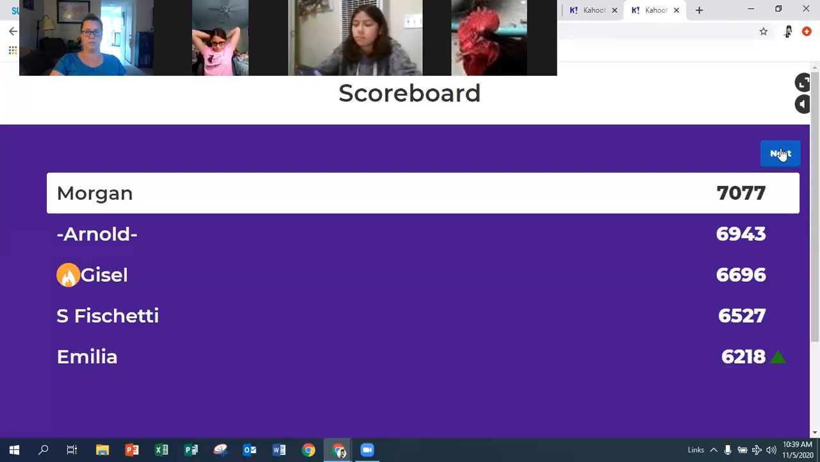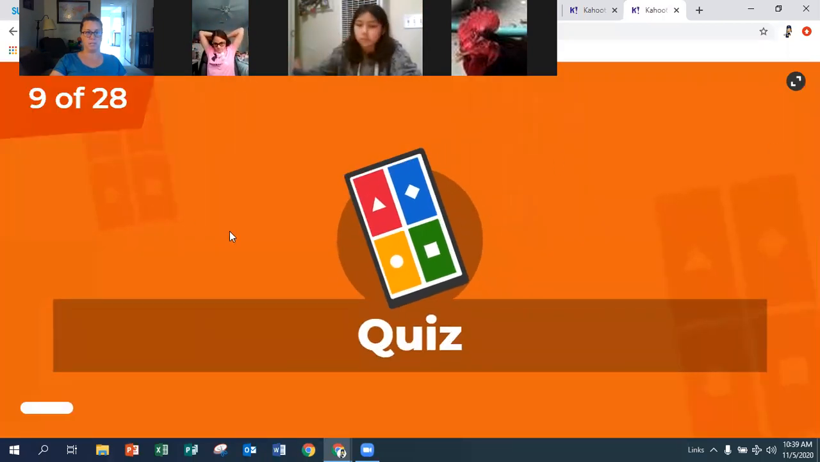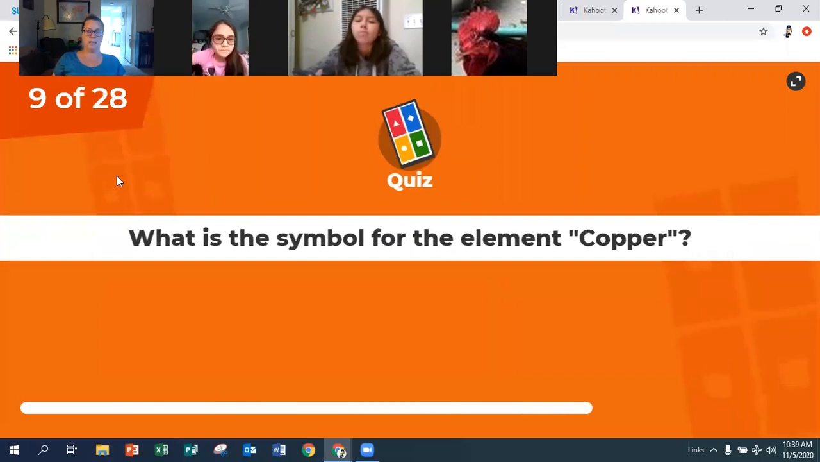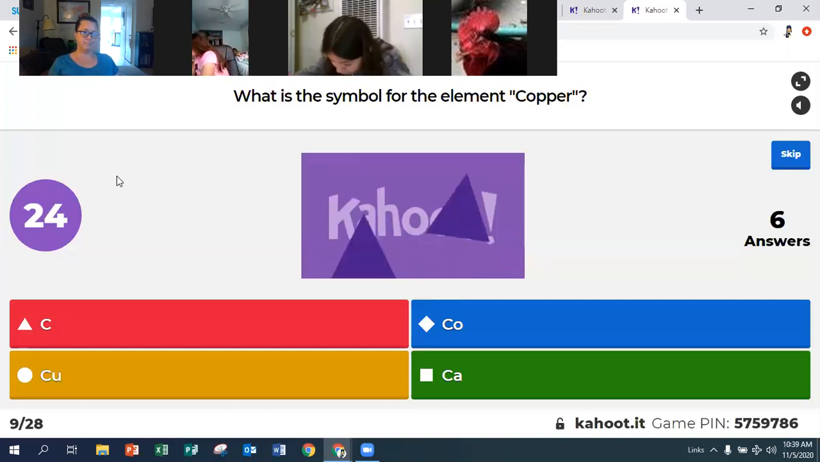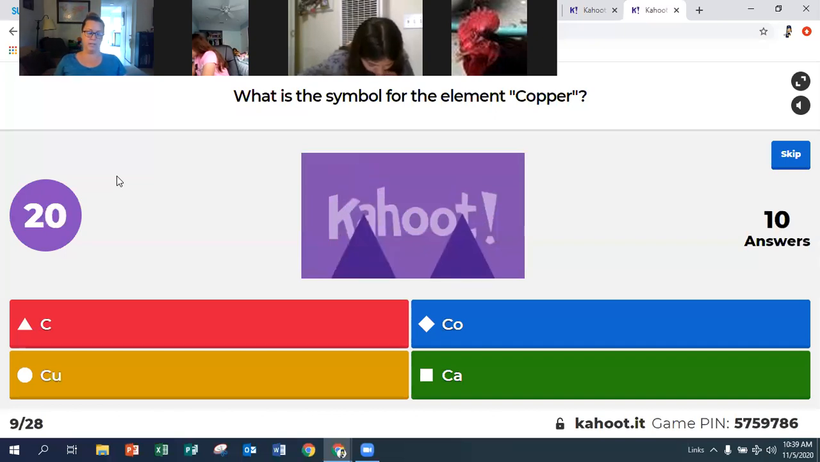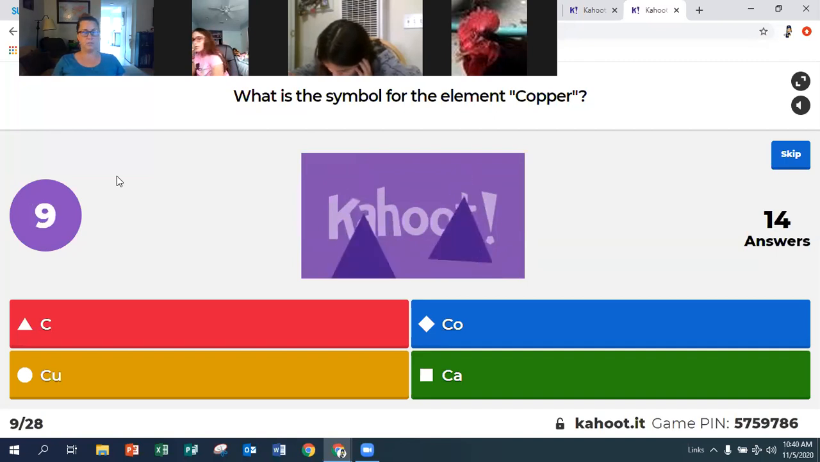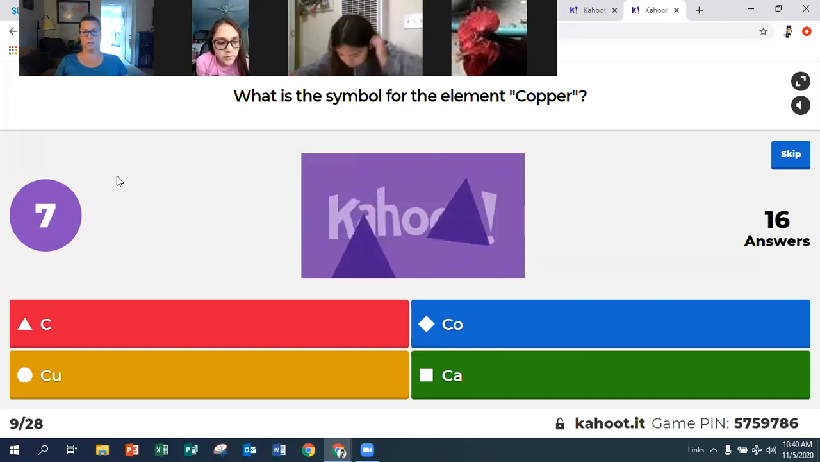All right, keep going, guys. Good job. Question 9. What is the symbol for the element copper? Copper is a metal. Look in period 4. Not group 4, period 4.